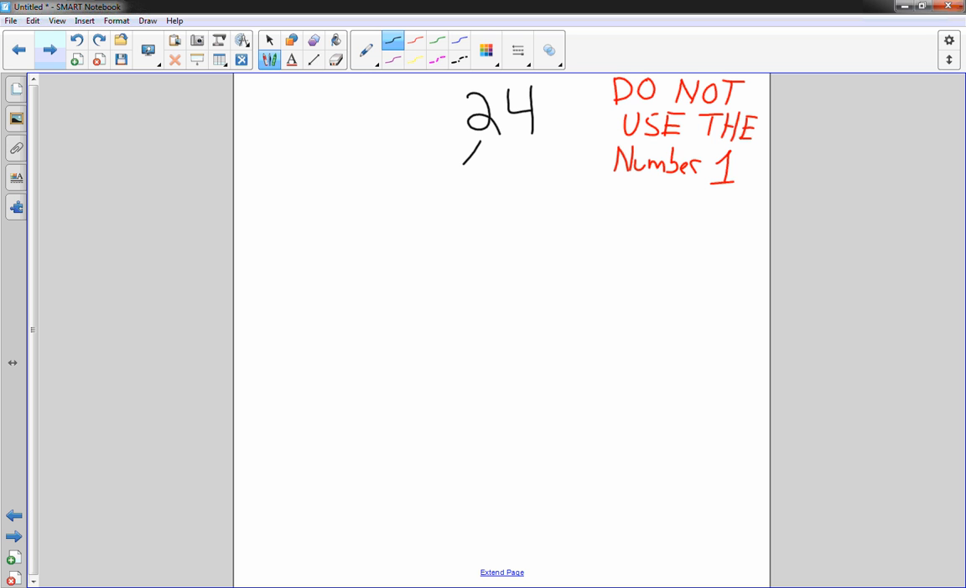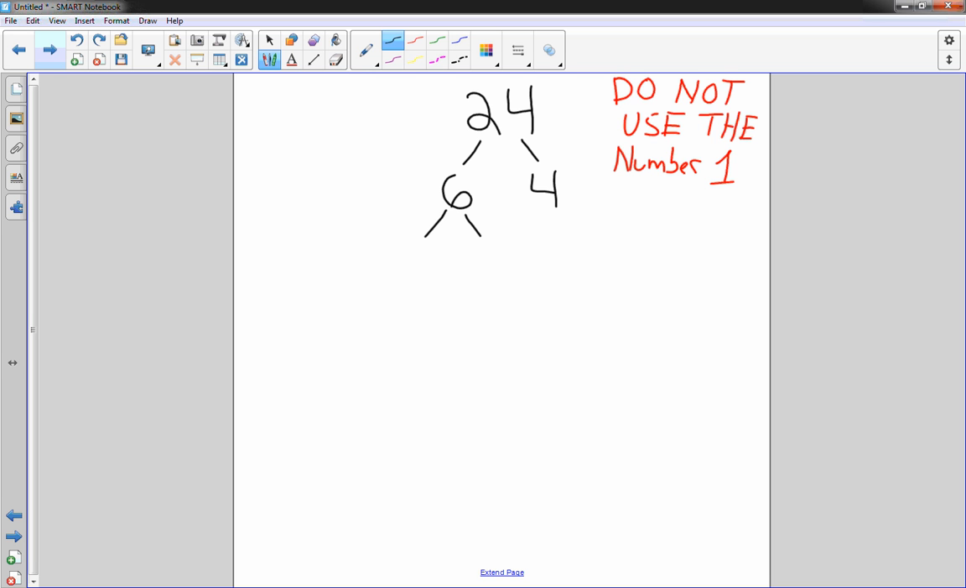I'll make two little lines like that. We call them branches, and all you got to do is ask yourself, what times what is 24? How about 6 times 4? And then you look at those two numbers, and you ask yourself, are those numbers prime? Neither of them are prime, so we just repeat the process.